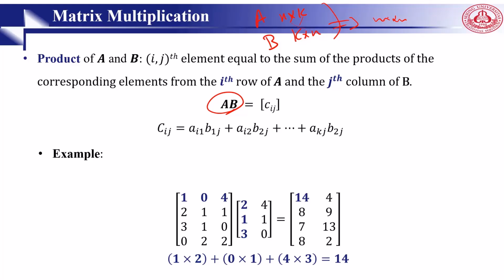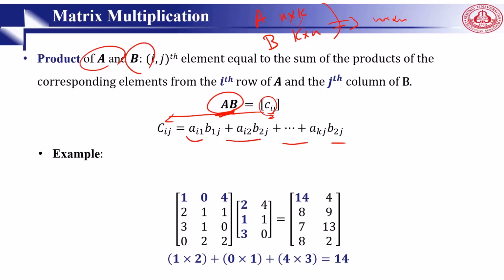Each element is equal to the sum of products of the corresponding elements in one row multiplied by a column. In other words, if you have A here and B here, AB is Cij. What is Cij? It is the element for i and j: row i of the first matrix multiplied by column j of the second. And we do the rest to find it.